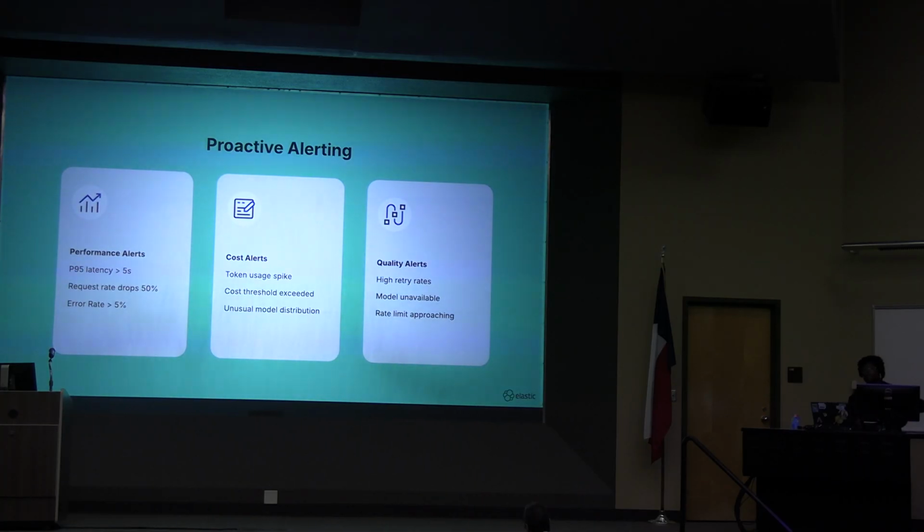And then you can also get quality alerts. Are retry rates climbing? Something's wrong with one of your models. Is the model just completely unavailable? Is no one using it right now? Or is no one able to use it right now? Is the rate limit approaching? You can switch models proactively instead of waiting until that rate limit has been hit and passed.